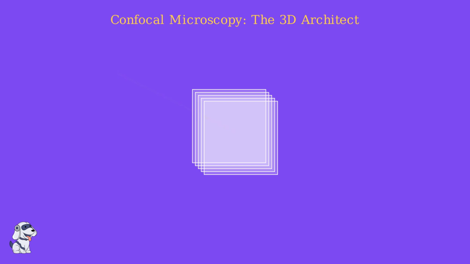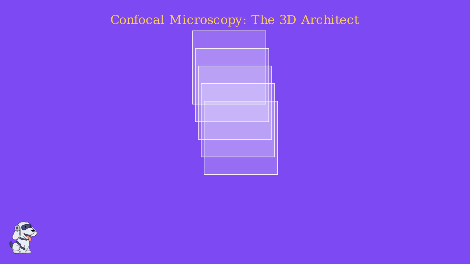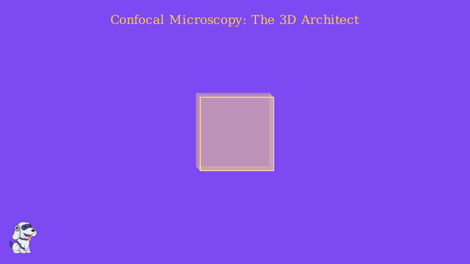The system repeats this process across many different depths. A computer then takes these individual slices and stacks them, digitally reconstructing a complete 3D model of the specimen. This laser scanning technique allows researchers to map out complex structures like biofilms in stunning three-dimensional detail. It is truly the gold standard for imaging thick biological samples.